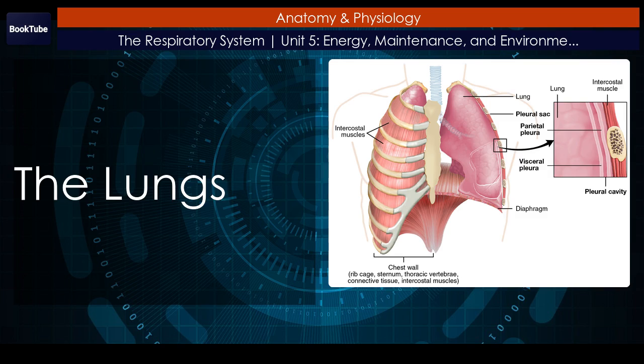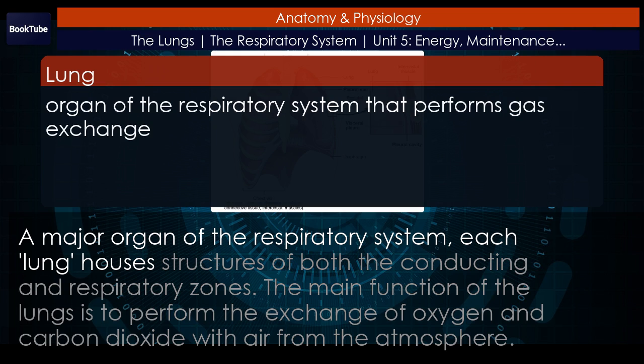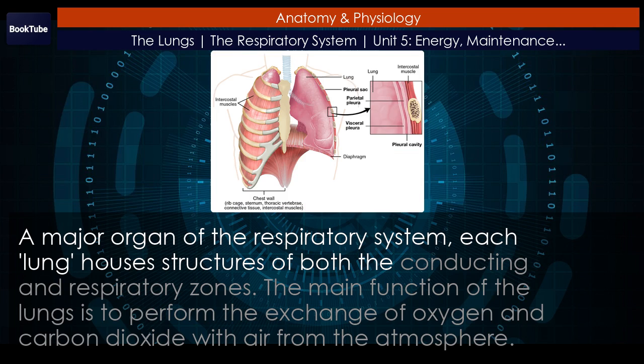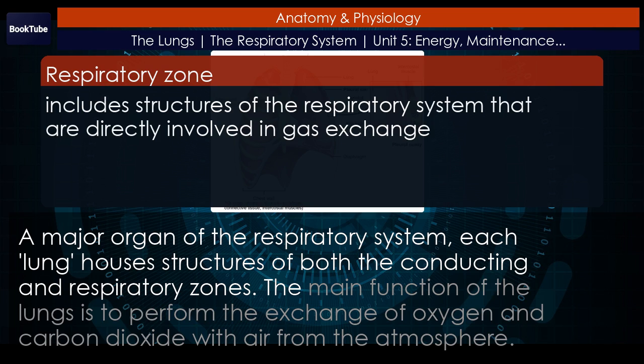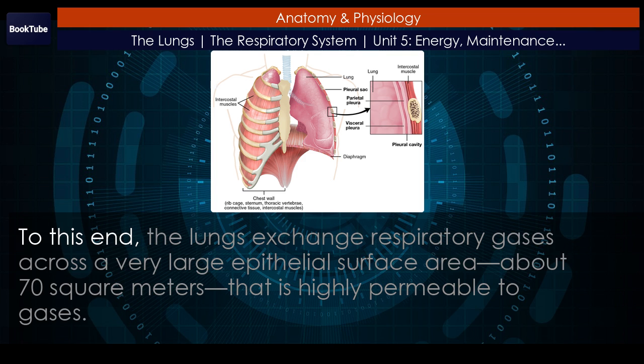The lungs. A major organ of the respiratory system. Each lung houses structures of both the conducting and respiratory zones. The main function of the lungs is to perform the exchange of oxygen and carbon dioxide with air from the atmosphere. To this end, the lungs exchange respiratory gases across a very large epithelial surface area, about 70 square meters, that is highly permeable to gases.